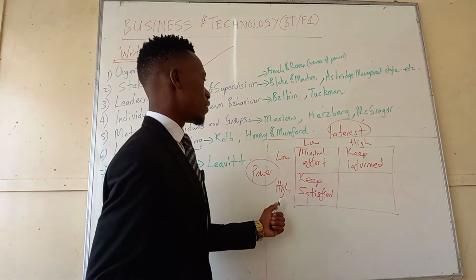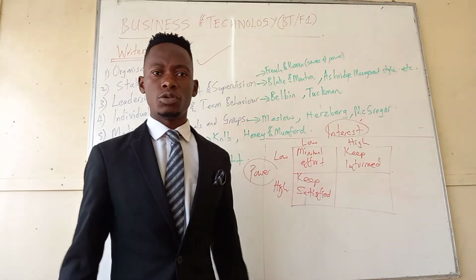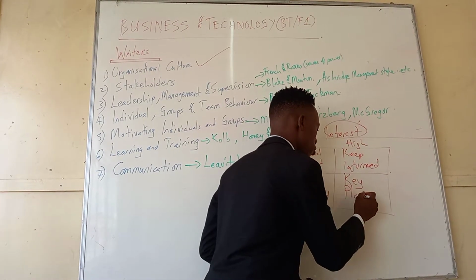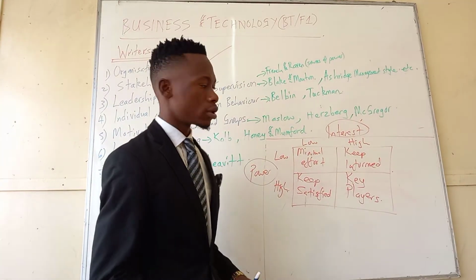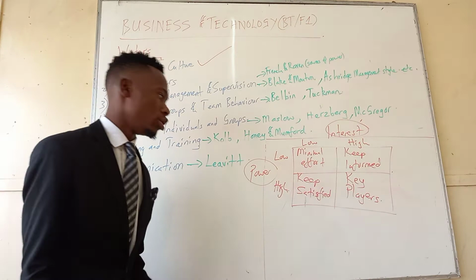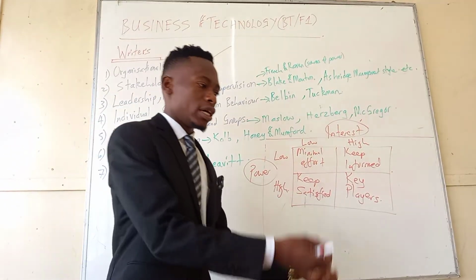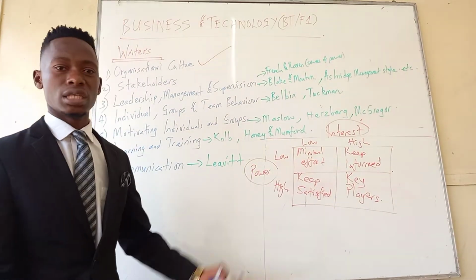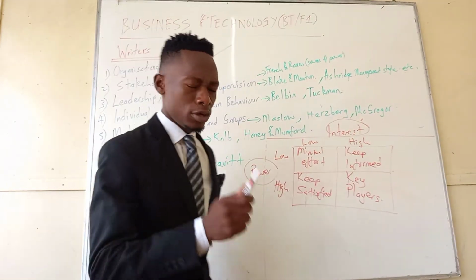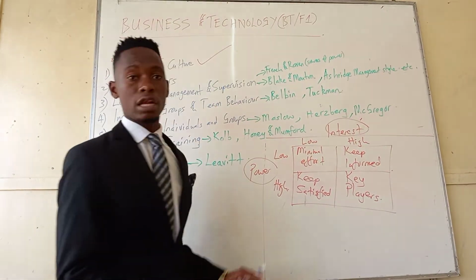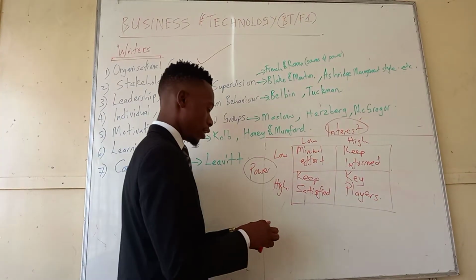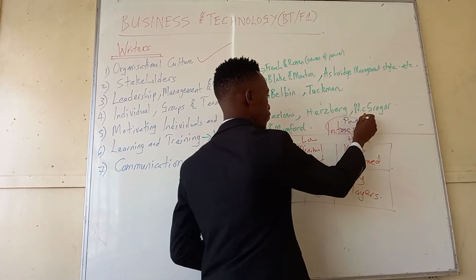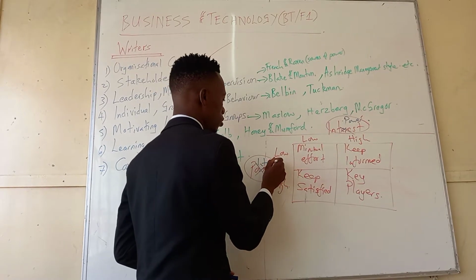But what about the kind of stakeholder who has high power and high interest? What will you do? You treat him as a key player. That's the most important stakeholder. Sometimes a shareholder with a greater percentage invested, and obviously being a shareholder he is interested, is a key player. But you need to be careful when answering questions, because it can be vice versa. I can say power here, interest here. You get it.